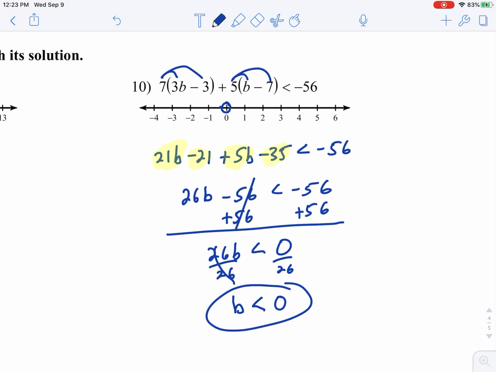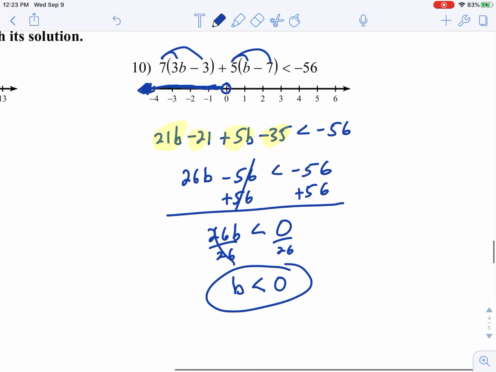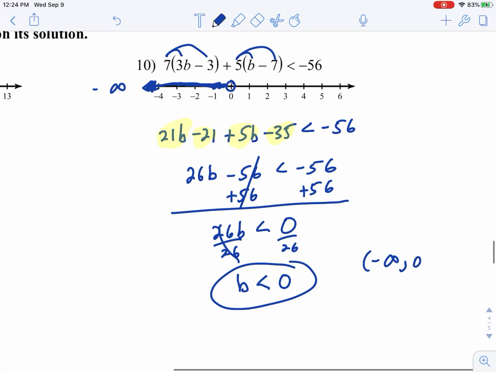Less than 0 would mean you shade this direction. So there's what our graph or our picture would have to look like. The interval notation, okay, the left arrow points at negative infinity, so it's going to be parenthesis negative infinity, comma. The right end of the graph stops at 0, so it's going to be a 0 there and another parenthesis.